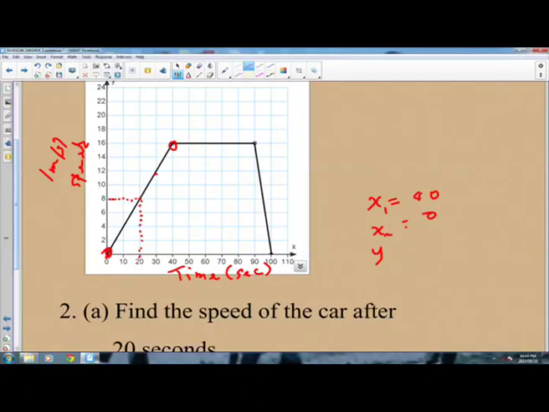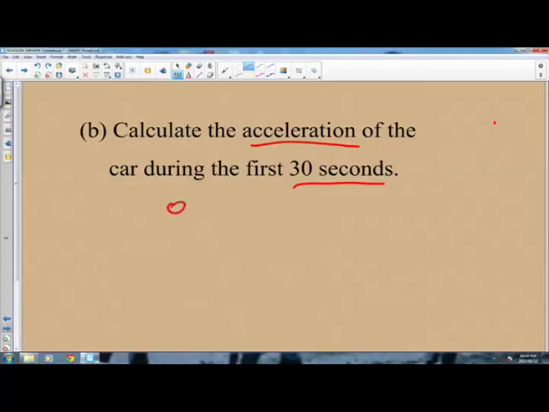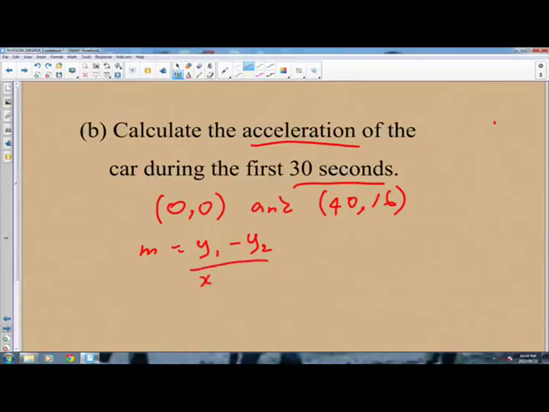So we can pick the point 0, 0 and the point 40, 16 to find the acceleration of the car at 30 seconds. These are the 2 points that we are going to be using. The slope of the line is given as y1 minus y2 divided by x1 minus x2. So if we take the 0, 0 point to be the first point, then it means our x1 is equal to 0, and y1 is equal to 0 as well.